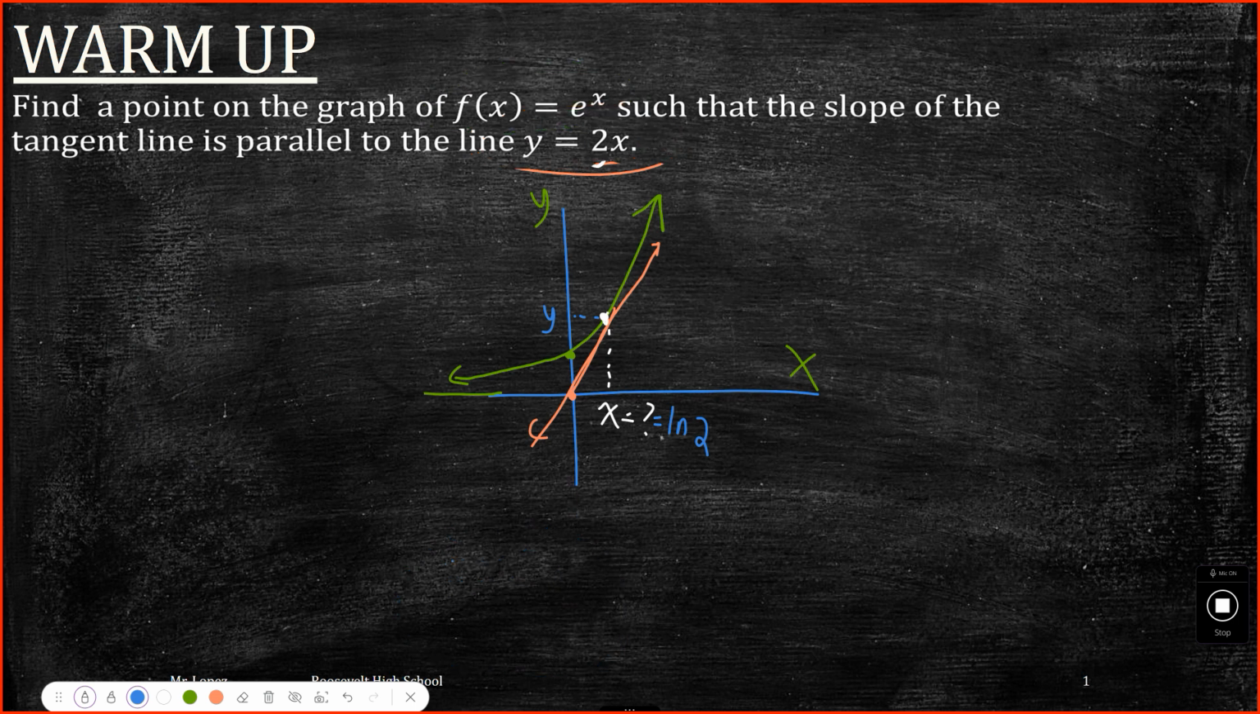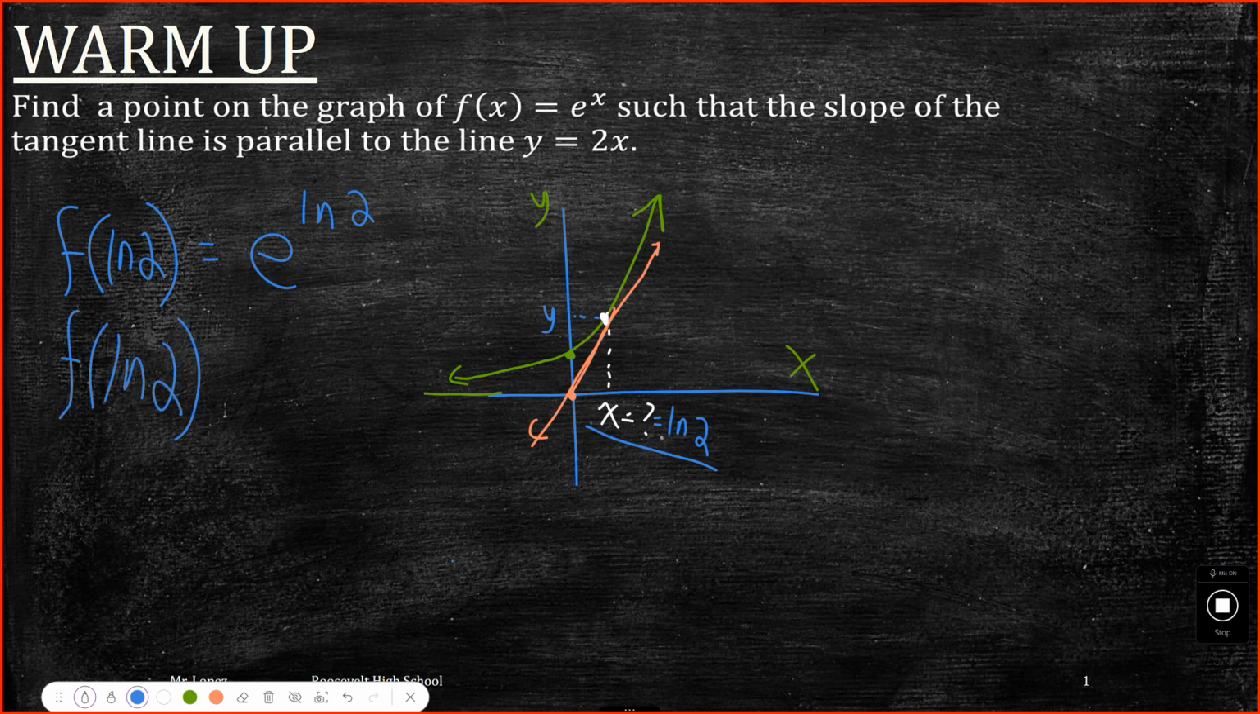So this is going to be f of ln 2, which equals e to the ln 2, where x is ln 2. What's going to happen again here? E and ln cancel out. So the answer is going to be 2. So what is that point? The point will be ln 2 and 2.